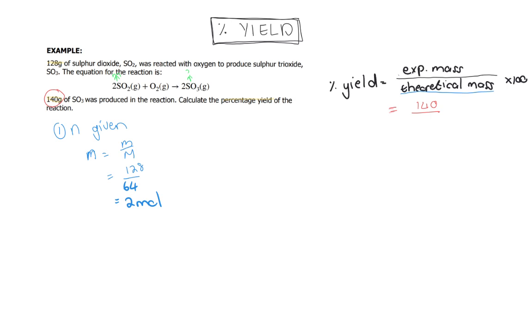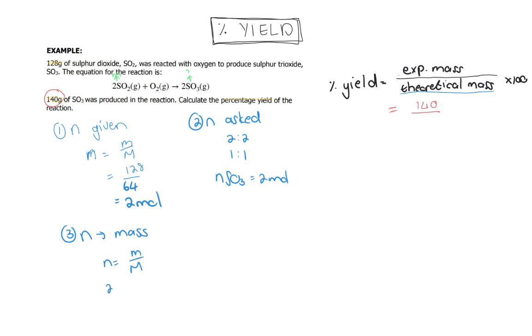Then I can go on to calculate the moles asked of the one in question, which is my sulfur trioxide, and I do that using my ratio. The ratio is 2 to 2, but if I simplify it, it's 1 to 1, which means that the number of moles of the sulfur trioxide is also 2 moles, and then I just change the moles into what I need. I need the mass, and again I use my mass formula.